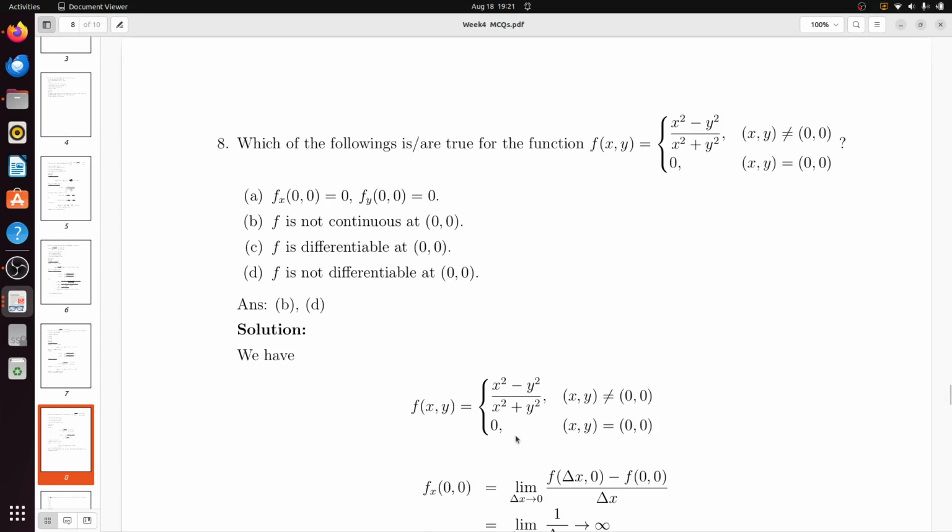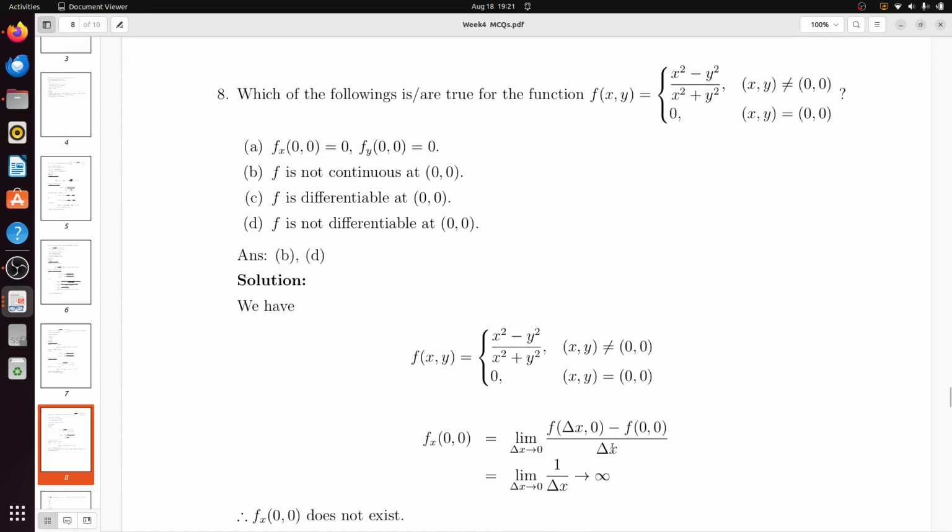f(x,y) equal to (x square minus y square) by (x square plus y square). First you need to determine the first order partial derivatives. So what are the first order partial derivatives? They are [f(Δx, 0) minus f(0,0)] by Δx. So the limit as Δx tends to 0 gives you 1 by Δx, which tends to infinity. So fx(0,0) does not exist.